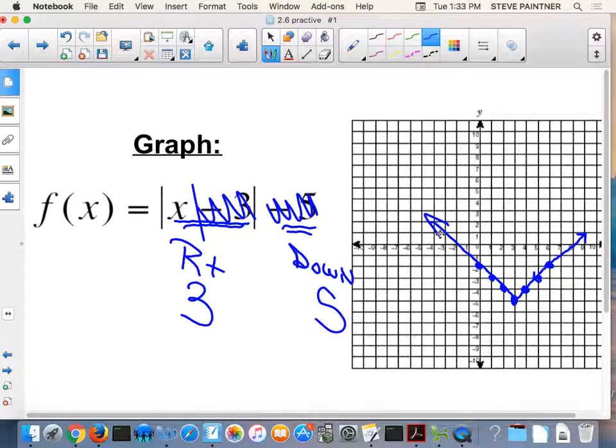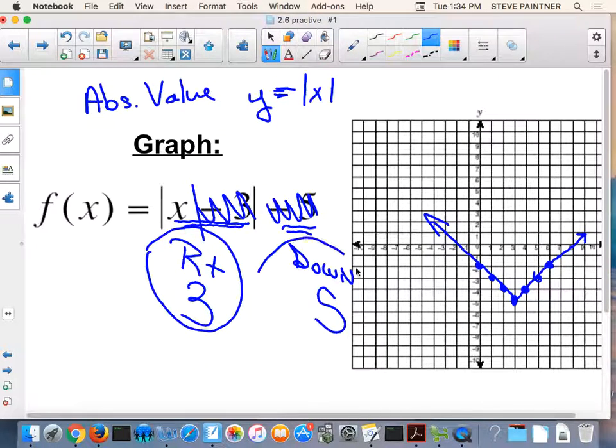Read them to me. The first question is, state the parent function. Okay, what's the parent function? Absolute value. You might as well write it. Y equals absolute value of x. Yep, that's the parent, right? Write that down for the first question. Second question was? Describe the transformation. That's easy. Right 3, down 5.